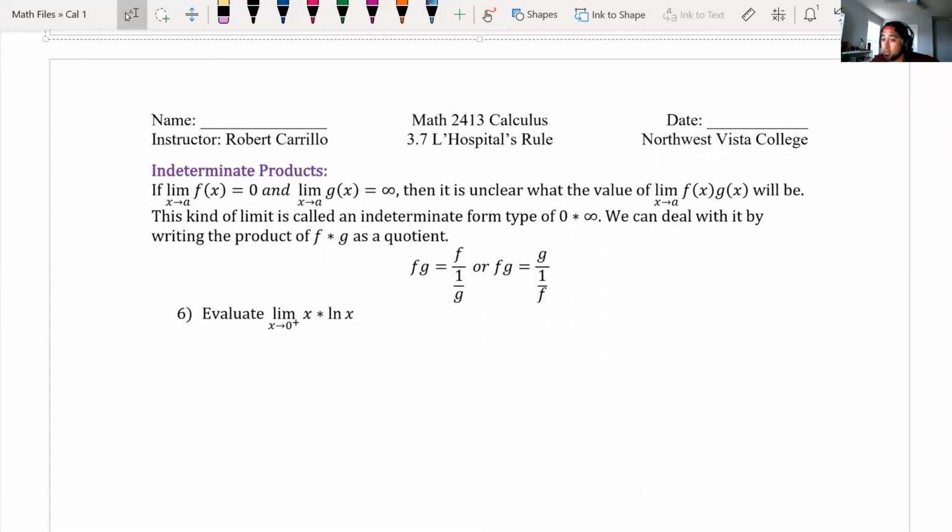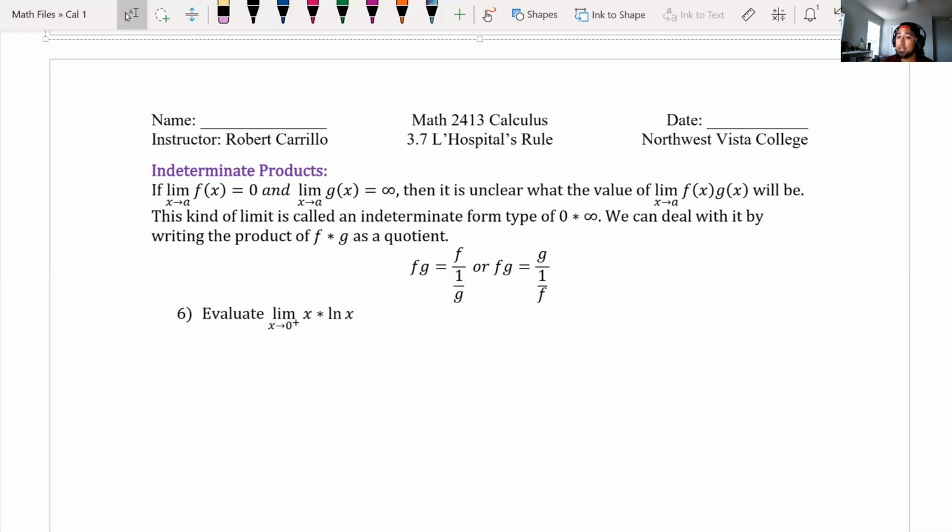So next part of L'Hopital's deals with something called indeterminate products. If the limit as x approaches a of f of x is 0, and the limit as x approaches a of g of x is infinity, then it is unclear what the value of the limit of f of x times g of x will be. This kind of limit is called an indeterminate form of 0 times infinity. So remember, 0 times infinity is not 0. 0 times infinity is indeterminate.